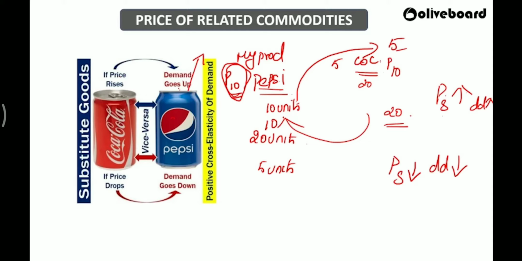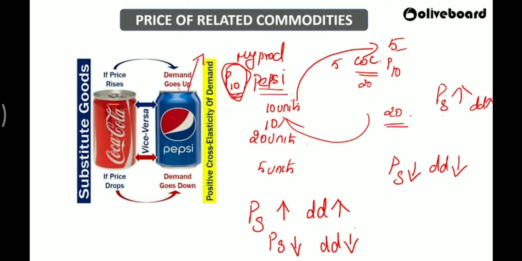I repeat: if the substitute increases their price, then you become cheaper than the substitute, and hence your demand will go up. When the substitute decreases their price, they become cheaper than your product, so your demand will reduce. So this is the theory. When the price of the substitute increases, demand for your commodity increases. When the price of the substitute decreases, demand for your commodity decreases.